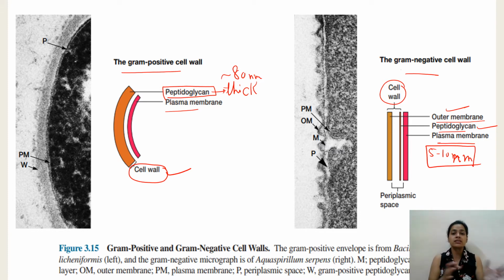So there is a huge difference between these two bacteria. In the gram-positive there is only one layer, but a thick peptidoglycan, but in the gram-negative we can see two layers are present in the cell wall: the peptidoglycan, a thin layer, and then an outer membrane is also present in the gram-negative cell wall.